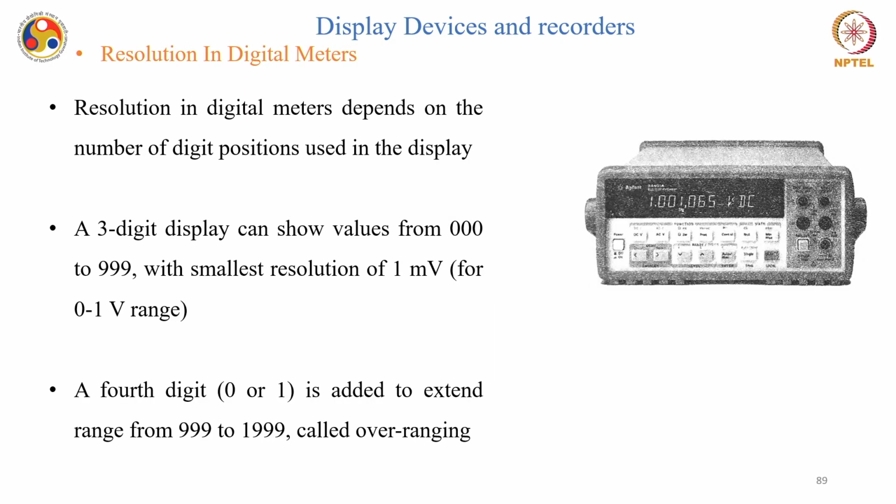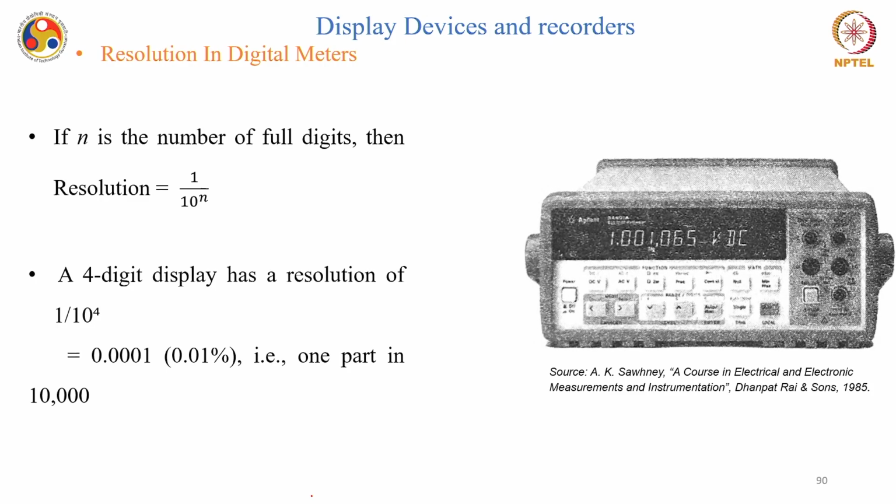Now, if you talk about any digital meters, there are different characteristics, like resolution, which is one of the important characteristics of any digital display. Okay. So, resolution in any digital meter depends on the number of digital positions used in its display. Okay. So, a 3-digit display can show values from 000 to 999, with a smaller resolution of 1 millivolt for the 0 to 1 volt range. A fourth digit, usually 0 or 1, is added to extend the range from 999 to 1999, and this addition of the extra 1 is known as overranging, or you can say that I am making this device overranging.